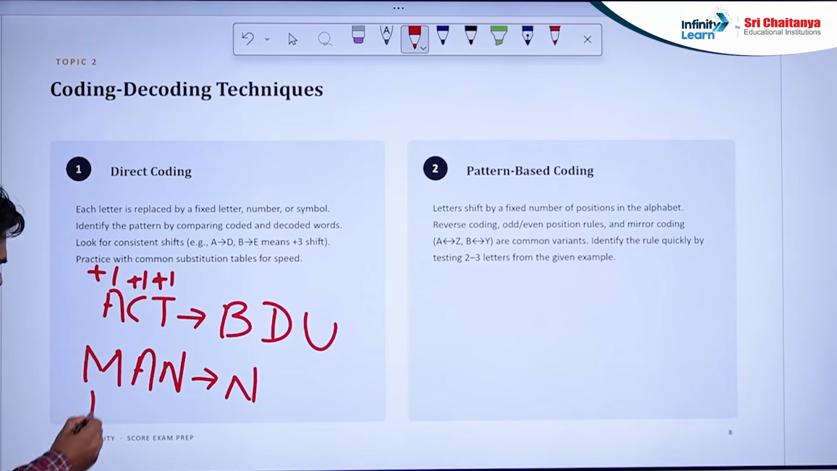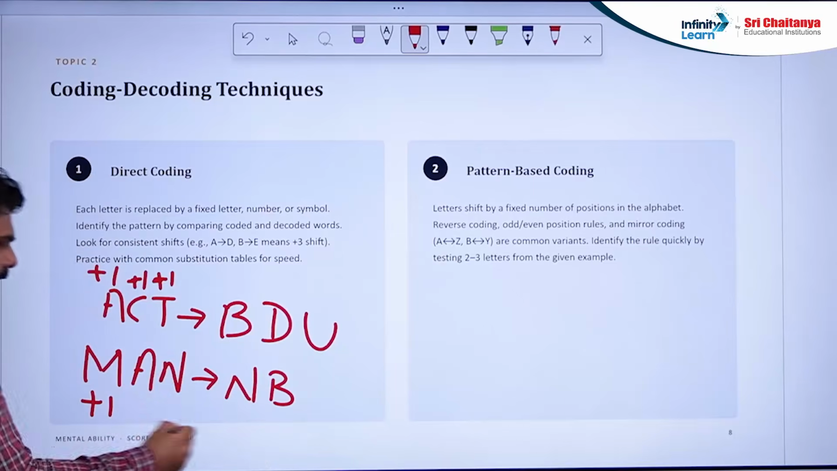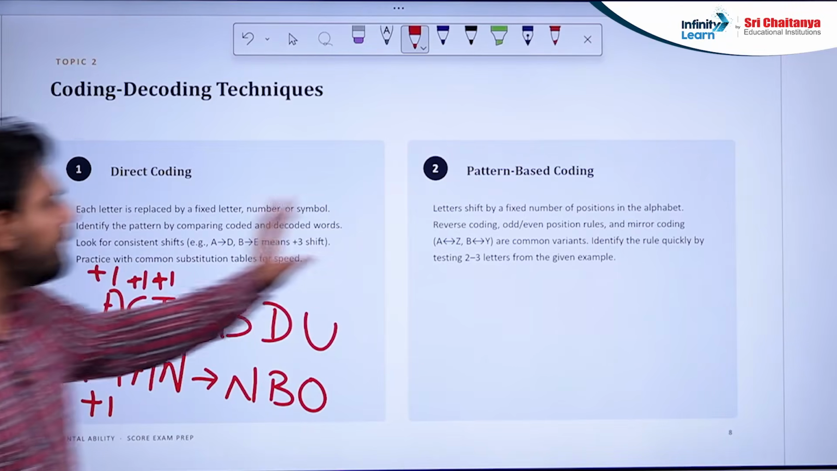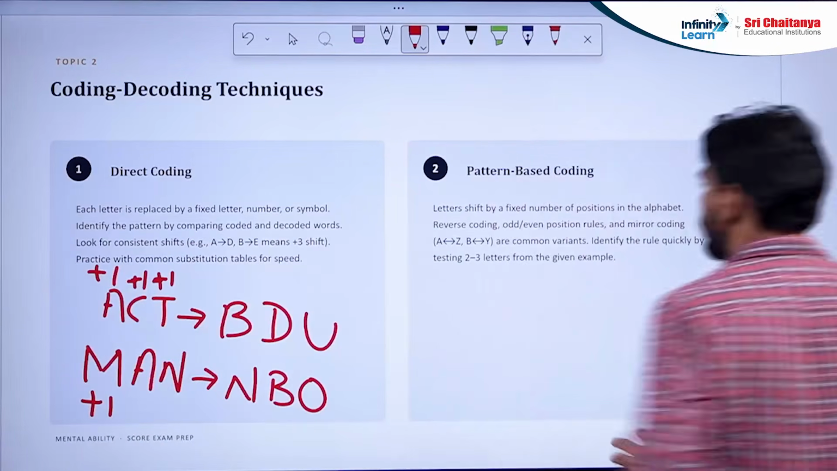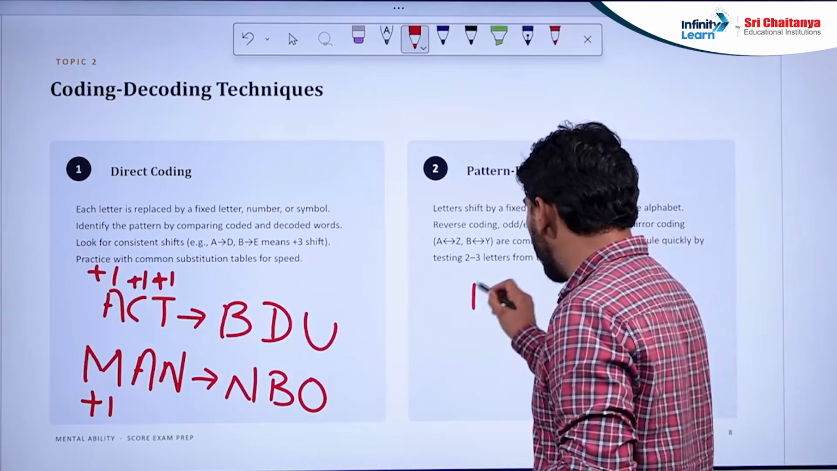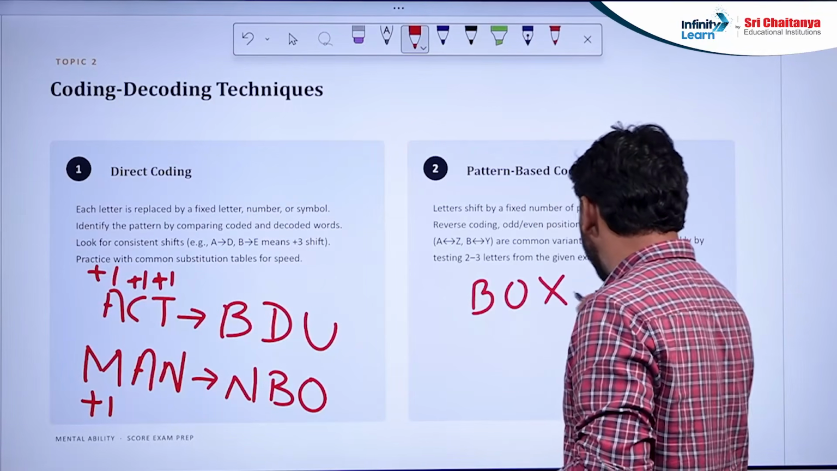After M, you get N. After A, you get B. After N, you get O. So this was the simplest example that I am telling you, just the introduction. Now if I tell you about pattern-based questions, they can be like this: suppose I ask you that the coding of BOX is YLC.